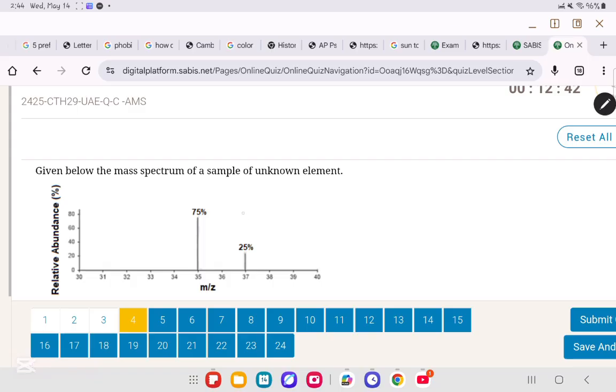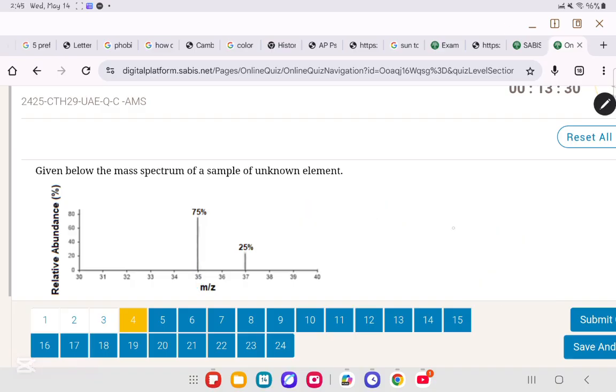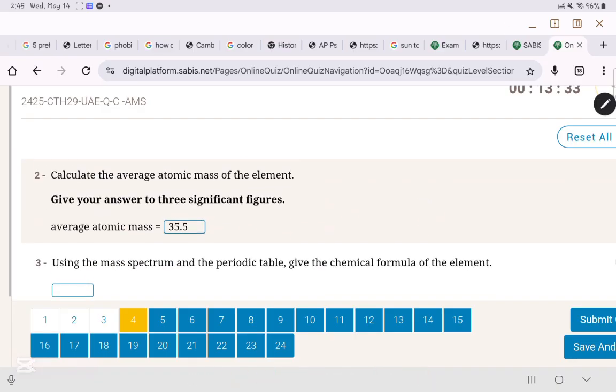I'm just gonna write the mass, the average atomic mass. It is equal to the mass multiplied by its abundance, so 35 times 75%, plus the other mass, 37, multiplied by its abundance. What you notice is that these two percentages will give us a value of 100 if you add them. So put it on your calculator and you will get an approximate value of 35.5. So that means the average atomic mass is 35.5.